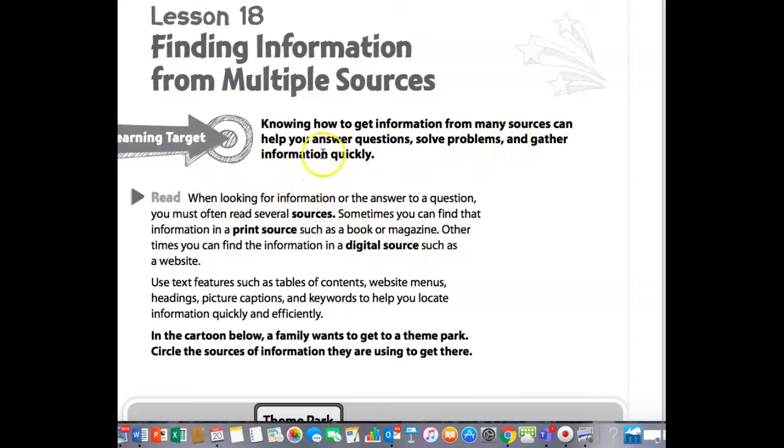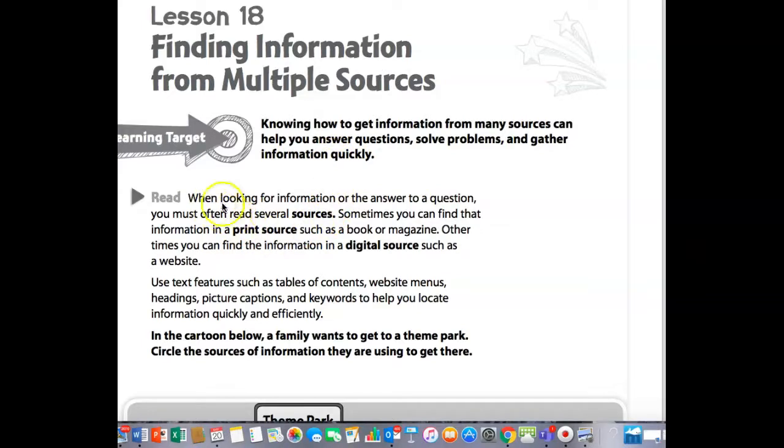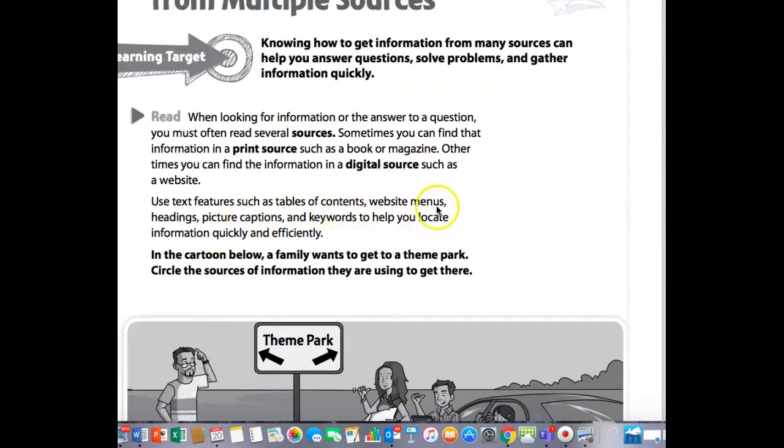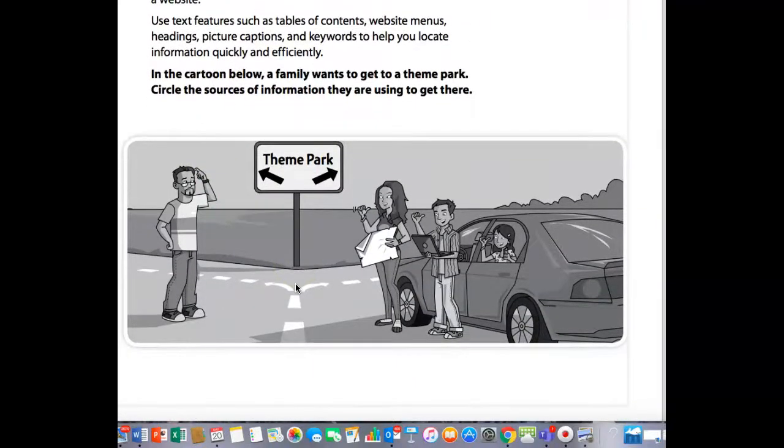Knowing how to get information from many sources can help you answer questions, solve problems, and gather information quickly. When looking for information or the answer to a question, you must often read several sources. Sometimes you can find that information in a print source, such as a book or magazine. Other times you can find the information in a digital source, such as a website. Use text features such as tables of contents, website menus, headings, picture captions, and keywords to help you locate information quickly and efficiently. In the cartoon below, a family wants to get to a theme park. Circle the sources of information they are using to get there.